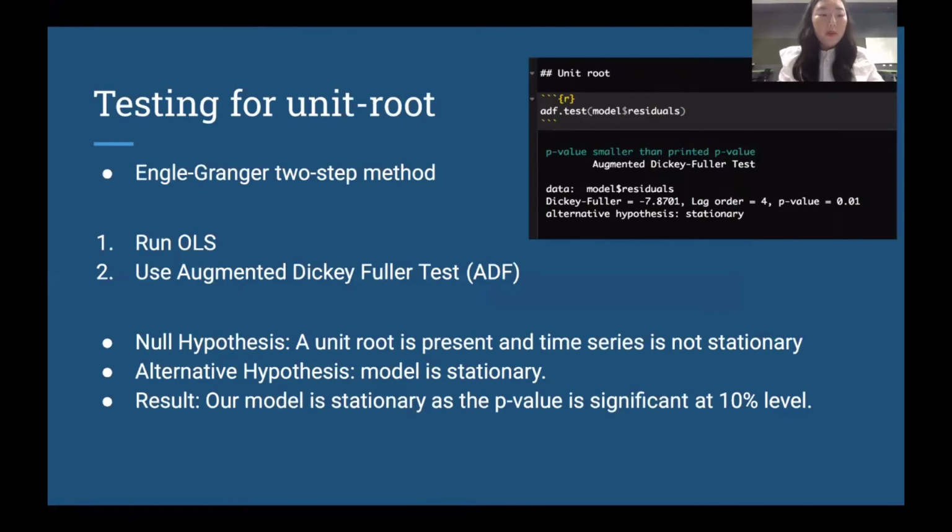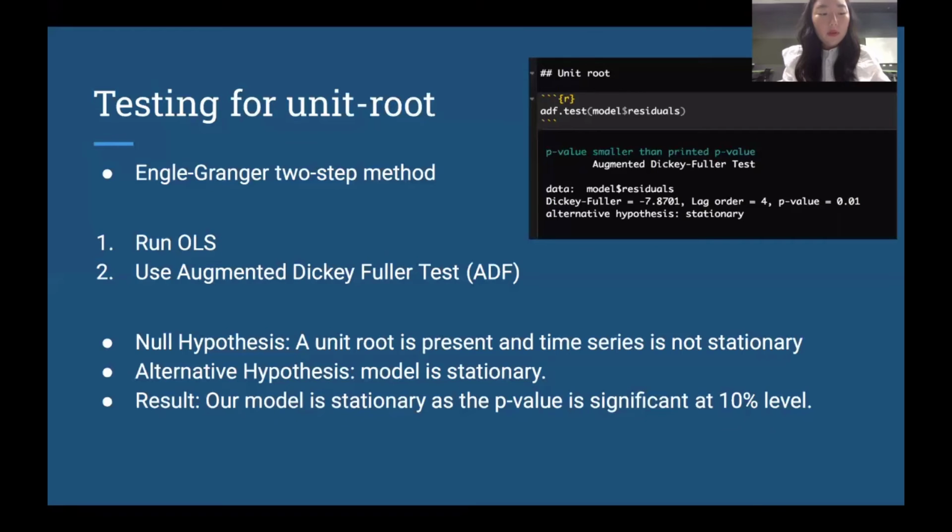Before we move on to further model estimation and analysis, we need to check if there is a unit root in the model residuals. If there is a unit root in the residuals, it indicates that our data is not stationary, hence the model would be inaccurate and biased. To detect the presence of a unit root, we conducted the augmented Dickey-Fuller test on the residuals of the OLS model. The null hypothesis of the ADF test is that a unit root is present, and hence the time series is not stationary, and the alternative hypothesis proposes that our model is stationary with no presence of a unit root.